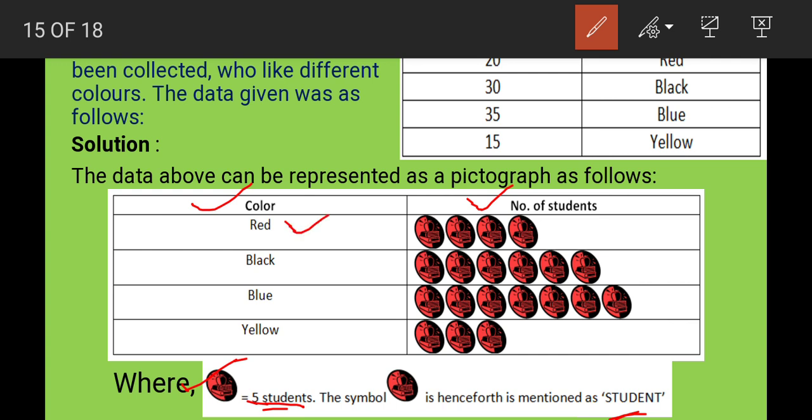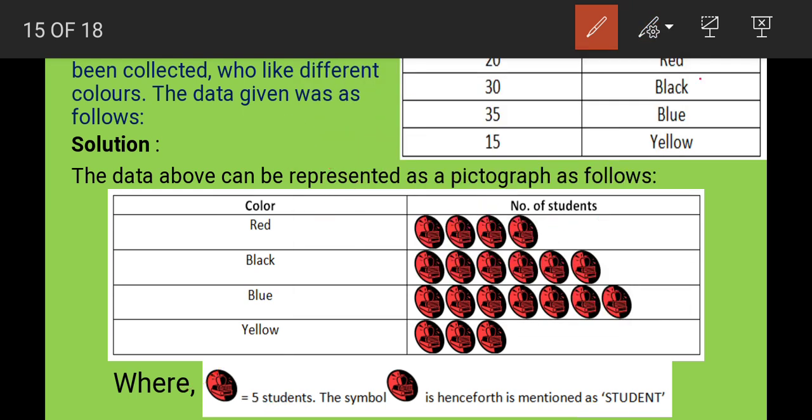Red color is preferred by 20 students. So what to do? We have to divide 20 by 5, as you have taken 5 here; one picture represents 5 students. So divide 20 by 5. 5 fours are 20. So you have to draw 4 symbols, or you can say 4 pictures.